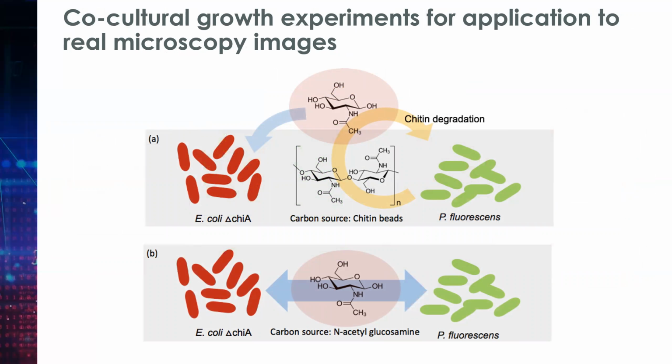Finally, we tested our deep neural network models against experimentally generated images. We designed co-cultural growth experiments with Pseudomonas fluorescens and an E. coli mutant in the presence of 2 different carbon sources: A, chitin polymers, and B, chitin monomer N-acetylglucosamine. N-acetylglucosamine can be a major substrate that two species can directly utilize, while chitin polymers or chitin beads need to be degraded by Pseudomonas fluorescens into chitin monomers for uptake. Therefore, these two organisms develop a degrader-cheater relationship for the first case, where chitin is the only carbon source, and a competitive relationship for the second case, where these monomers are available.